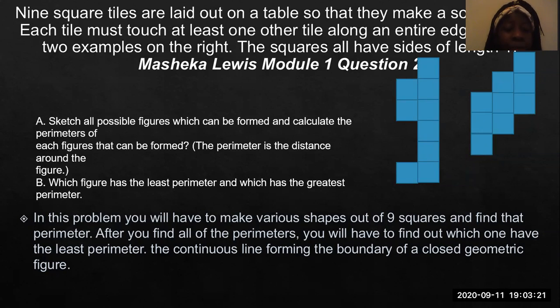Okay, so this is a 2-part question as well. Part A is sketch all possible figures which can be found and calculate the perimeter. Part B is find the perimeter. When you find the perimeter, figure out which one is the least perimeter and the greatest perimeter. Okay, let's go to the next page. In this problem, you'll have to make various shapes of 9, and basically to solve this problem, you'll have to know how to solve for perimeter.